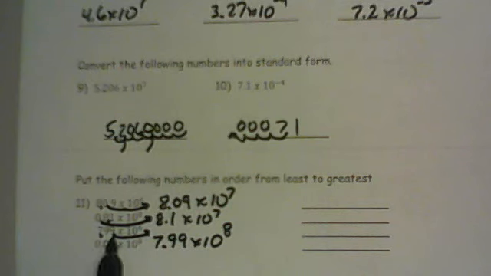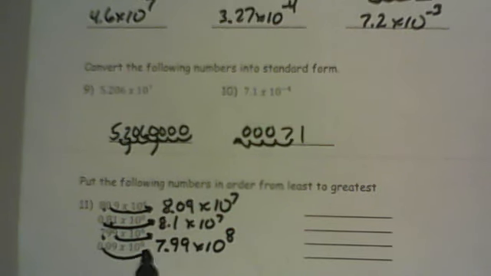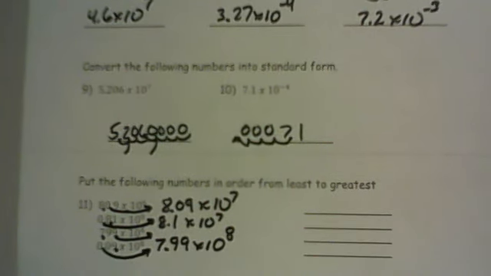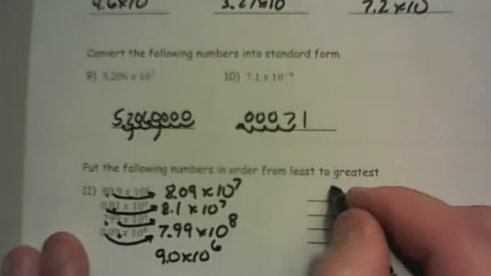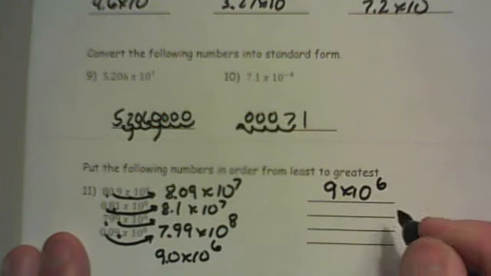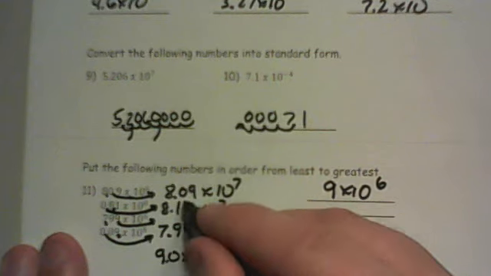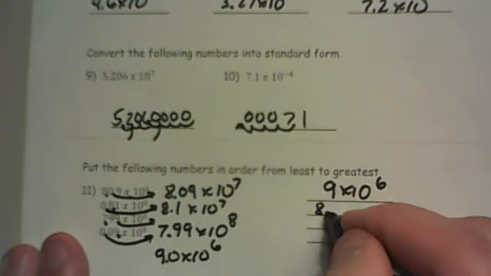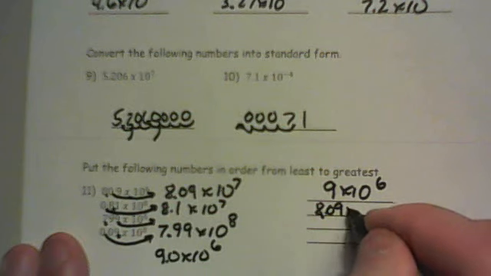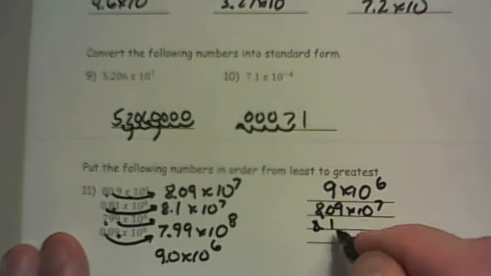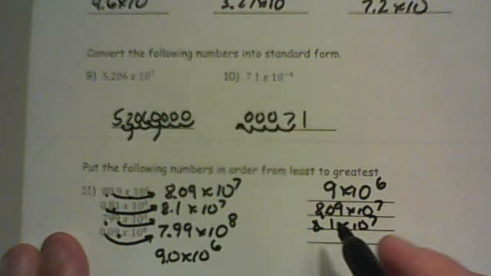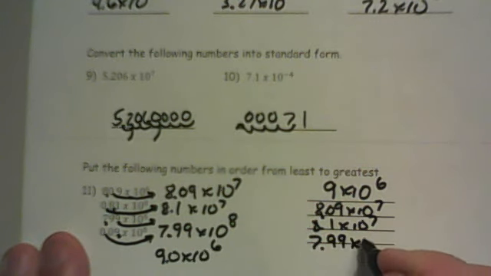And then 0.09, decimal's here, and I'd move it 8 spaces to the right. But if I put the decimal after the 9, which is what I'd want, 9.0 or just 9, it's going to be times 10 to the 6th power. So the very smallest of these numbers is the 9 times 10 to the 6th. And then we have a tie if we look at the exponents. So 8.09 is smaller. So it's going to be 8.09 times 10 to the 7th, and then 8.1 times 10 to the 7th. And the biggest number is 7.99 times 10 to the 8th.